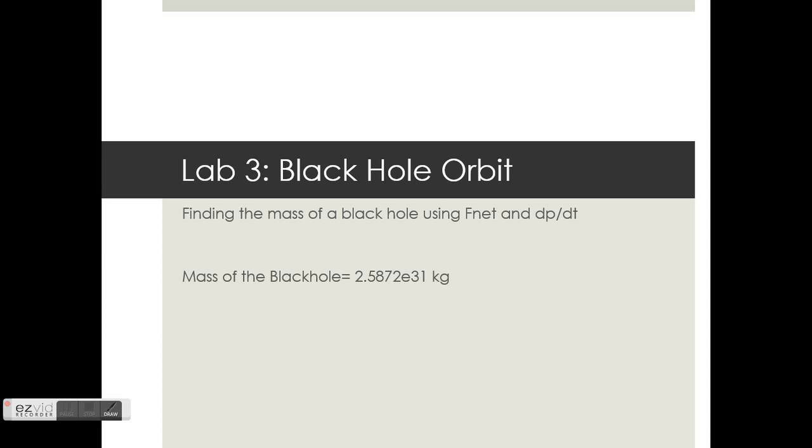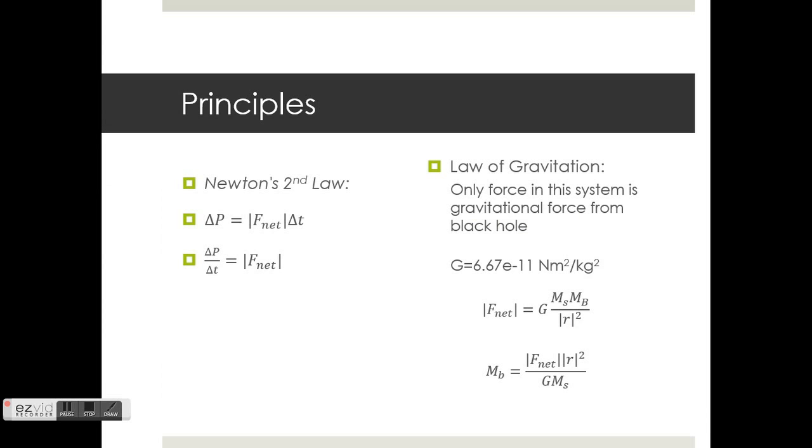Welcome to Lab 3. In Lab 3, we are going to start out by having a given position set of a star orbiting a black hole of unknown mass. We're going to use this position set to find and approximate the mass of the black hole. To do this, we're going to use two principles.